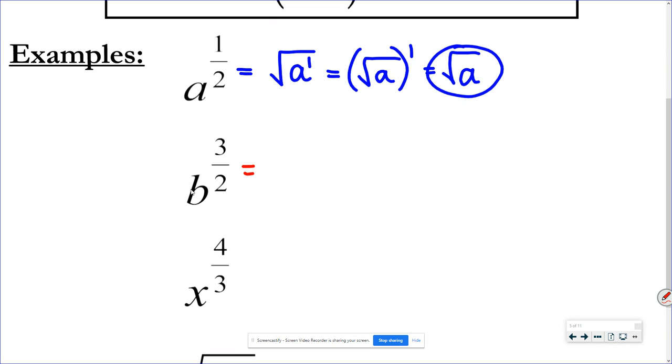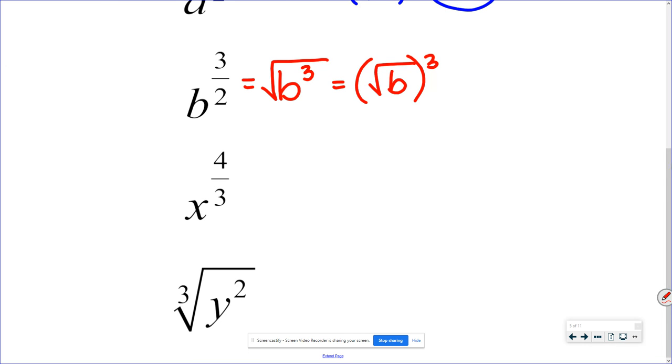Okay, what about b to the 3/2 power? So this would be b to the 3rd, and then the bottom number of the fraction tells us that it's a square root. So it would be the square root of b to the 3rd, or you could write it as the square root of b to the 3rd power. These two things mean the same thing mathematically. You can write it either way. Okay, two more like that.